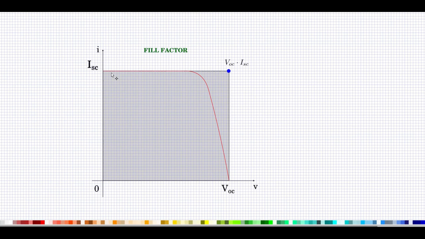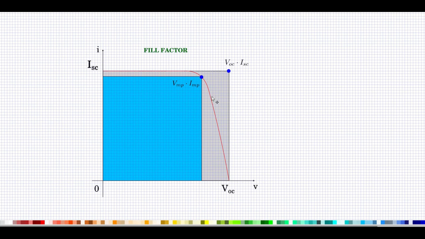Now for a practical characteristic curve like this, the maximum power point is given like this, is VMP and IMP, and it has projections which cover a rectangular area like this.